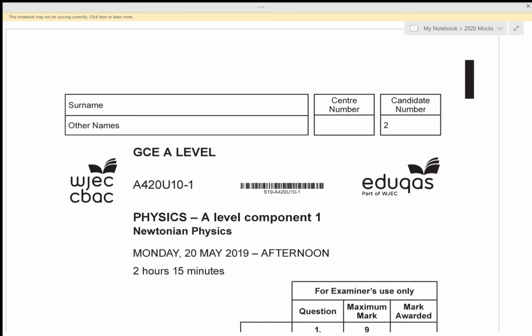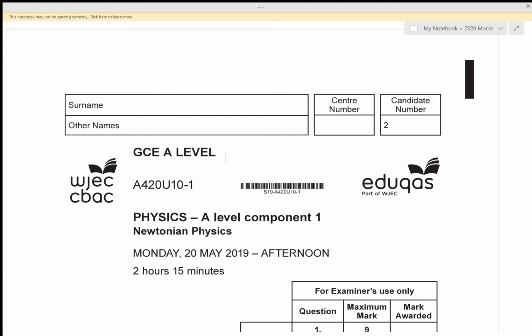Hi folks, I'm going to try and go through some bits of this component one paper for you. I'm only going to do the bits that are requested by people in the feedback form. So if there is a particular question you want me to go through, I will do that. I'm not going to go through the entire paper question by question because it is rather time consuming to do that in a way that is going to be useful.